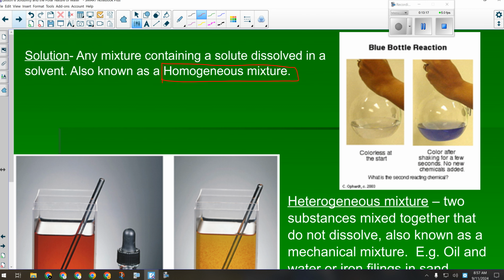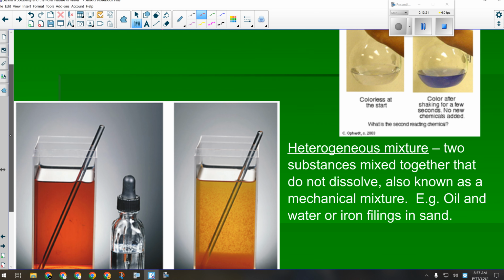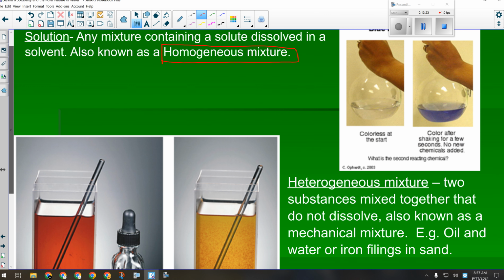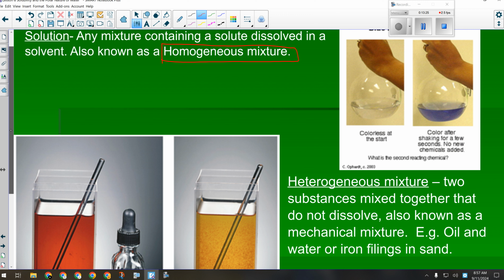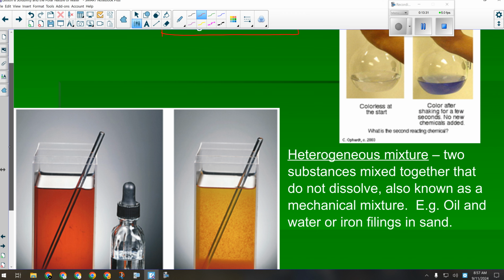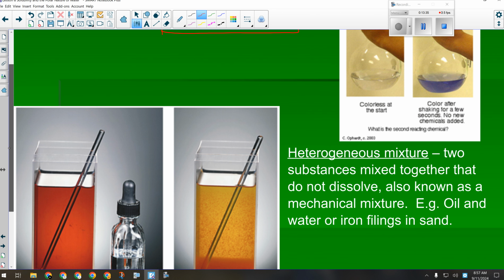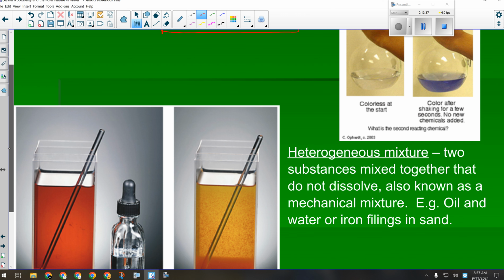And then the other type is heterogeneous. Homogeneous means one, the prefix homo means one, and the prefix hetero means many. So a heterogeneous mixture is going to have more than one visible part. If you put oil in water, it'll separate. The oil will sit on top, the water will go on the bottom. That is a heterogeneous mixture.